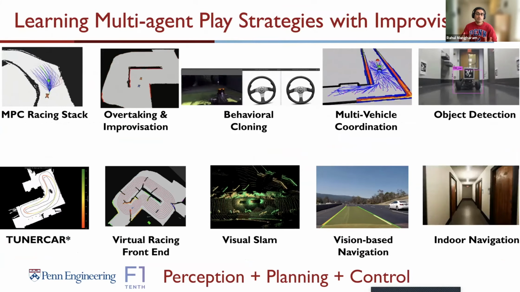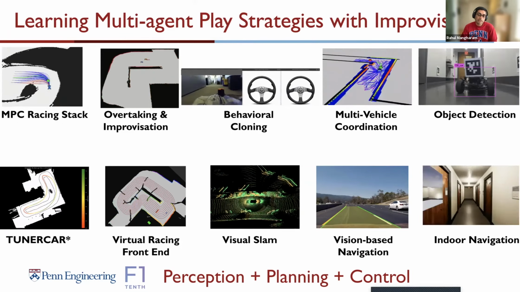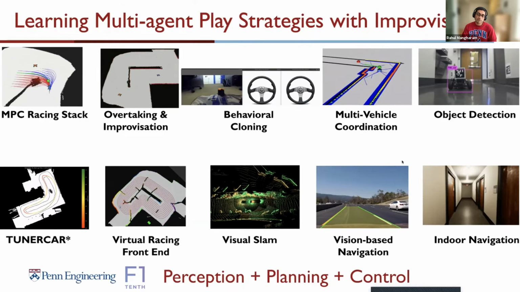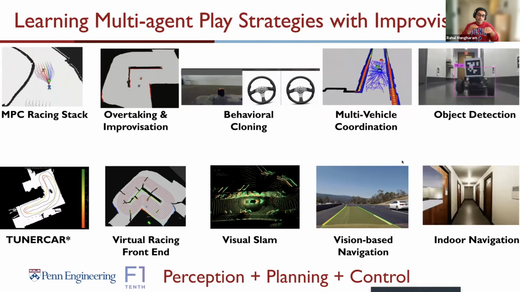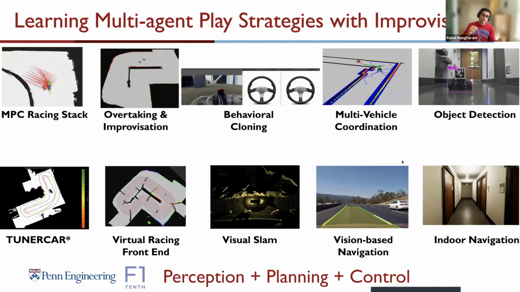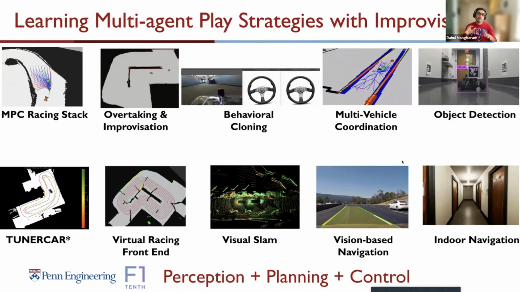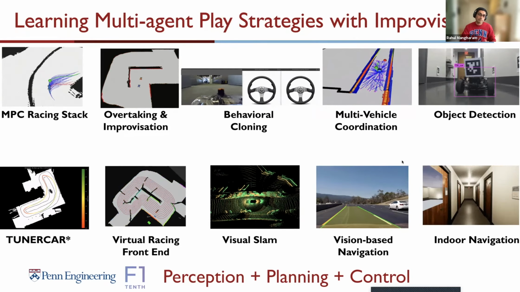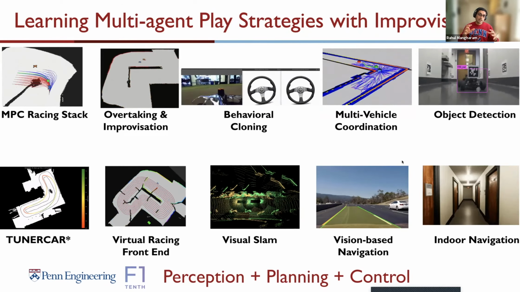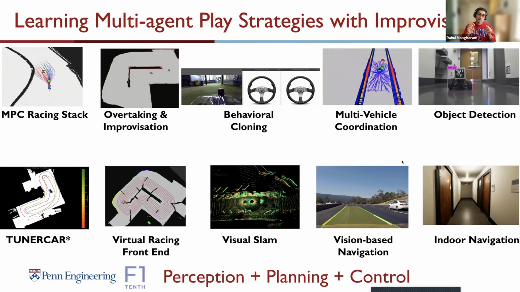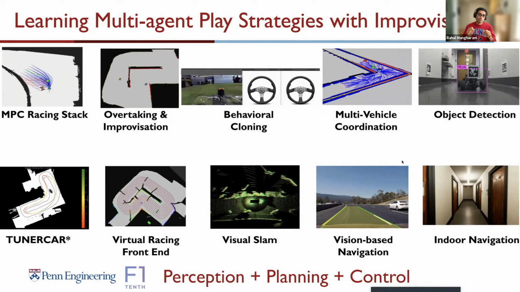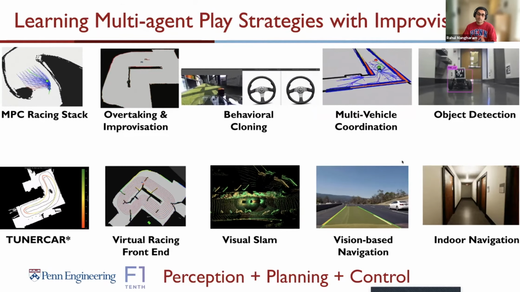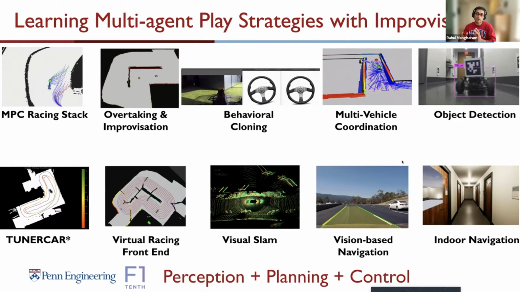I'm going to talk to you about the general theme of our research for 2021, 2022, which is learning multi-agent play strategies with improvisation. When you have multiple agents, for example racing against each other, where they're adversarial or collaborative, how do you manage this competition? How do you improve your odds? We bring in model predictive control racing stacks. We look at overtaking and improvisations. How can you actually learn the behavior of your opponents and then outwit them? We look at behavioral cloning and many different aspects of perception, planning, control, all coming together.